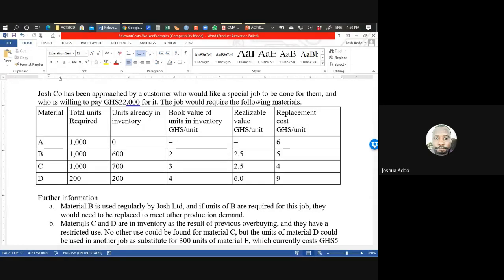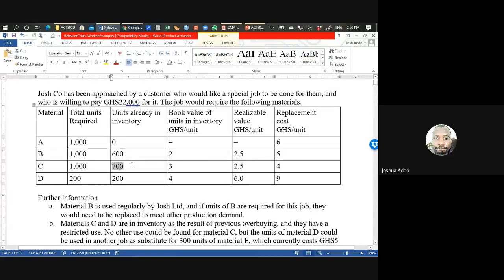Let's read the footnote. Material C and D are in inventory as the result of previous overbuying, and they have a restricted use. No other use could be found for material C. So material C doesn't have an alternative use, but we can see that it has a realizable value. We can sell it for 2.5 per unit. All right. So if we use this 700, which is there because previously we made a mistake to overbuy, even though we will not need to replace the 700 and we don't have any alternative use for it, we can sell them.